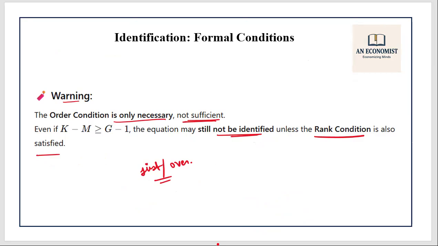So please keep in mind that the order condition is just a necessary condition. This is the first condition that is necessary for identification, but it is not sufficient. It can be that the order condition is satisfied, but the rank condition is not satisfied. In that case, you will say that no, the equation is not identified, right? Now, I hope this discussion is fine as of now.